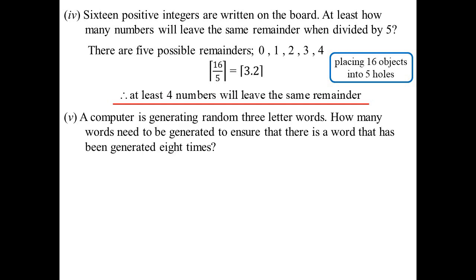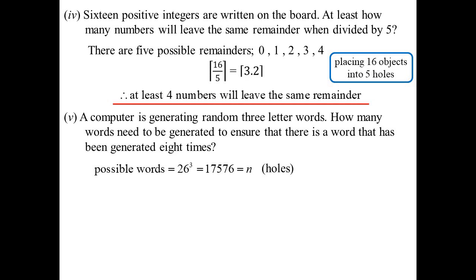Oh, this one's good. A computer is going to generate a random 3-letter word. Now, they're our maths words, so there could be nonsense words, that's fine. How many words need to be generated to ensure that there is a word that has been generated 8 times? It's just random words have been thrown out. We want the same word to come out 8 times. So the number of possible words.